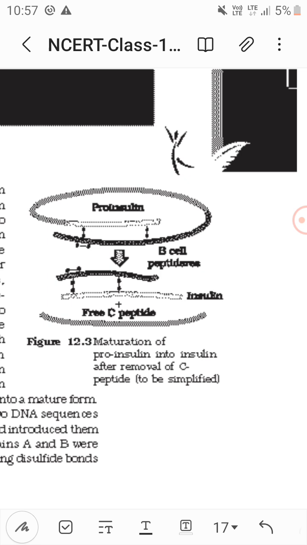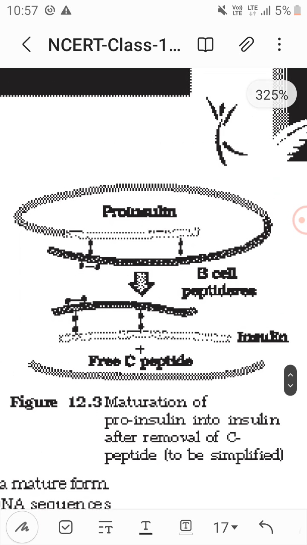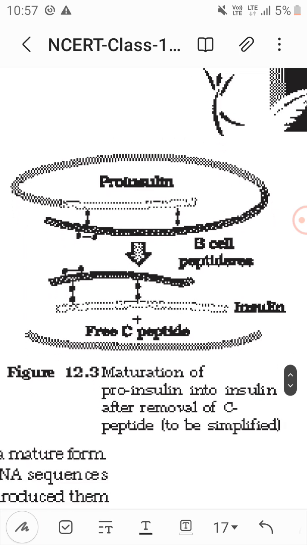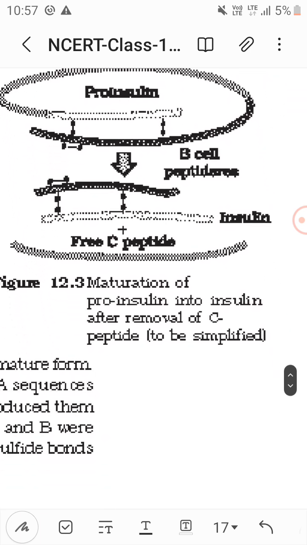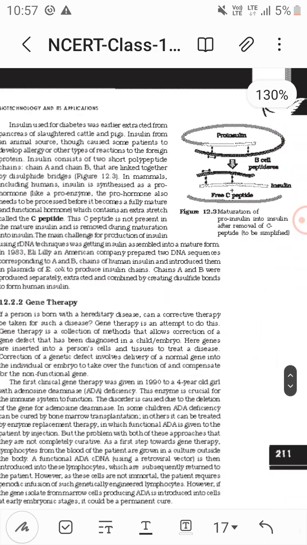Now proinsulin contains A peptide, B peptide, and an extra stretch, that is C peptide. Now in the mature one, that is insulin. So proinsulin is maturing into insulin by removal of C peptide. You see, the A and B peptides are bonded by disulfide bonds. So this is the structure of insulin.